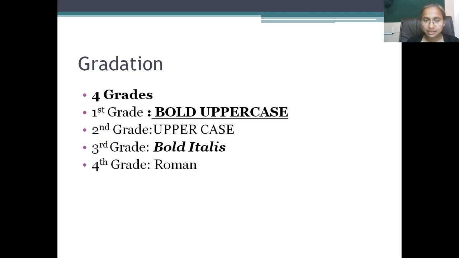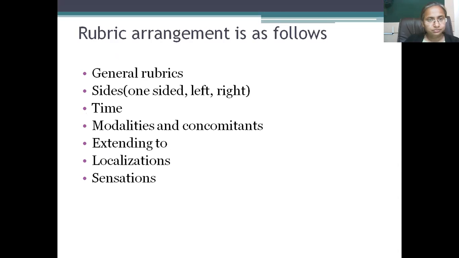So let's talk about gradation. It has 4 grades. First grade, the boldest symptom, you will get in bold uppercase letters, as shown in the PowerPoint. The second grade you will get in uppercase, which is not bold. Third grade symptom will be in italics and bold, and fourth grade is in normal Roman characters. Okay.